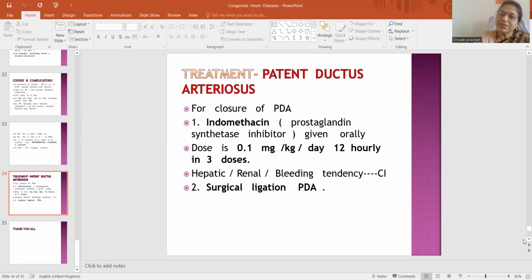So these are the common cyanotic heart diseases, and the most common cyanotic heart disease is tetralogy of Fallot. The four components of tetralogy of Fallot are VSD, pulmonary stenosis, overriding of the aorta, and right ventricular hypertrophy. Patients go into repeated cyanotic spells, and we have to treat these patients as early as possible. We have to treat their cyanotic spells, and we have to do different surgical procedures to treat tetralogy of Fallot.